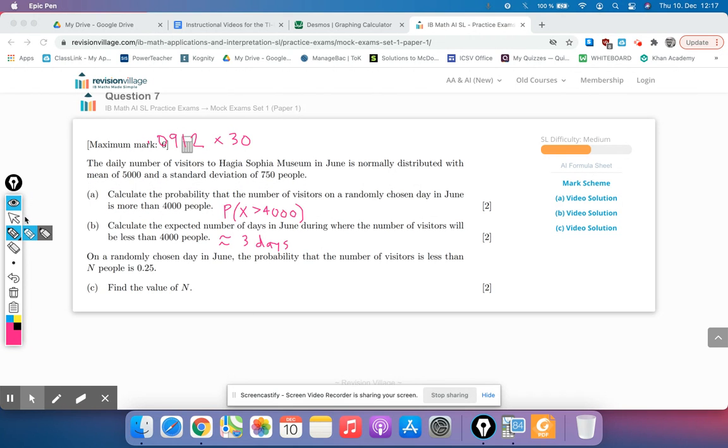Now on the last one, we're going to use the inverse normal function. So on a randomly chosen day in June, the probability that the number of visitors is less than n people is 0.25. So it's going to be helpful to look at a normal curve here. And you'll know it's inverse normal because they give you the probability, but they don't give you the value of n. So if here's my mean, and they tell me some percentage is 25%, that's about maybe this much of the curve is 0.25. And then I don't know where this happens. I don't know this value. So I'm trying to find that value.